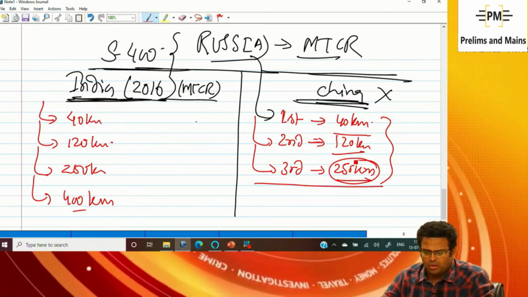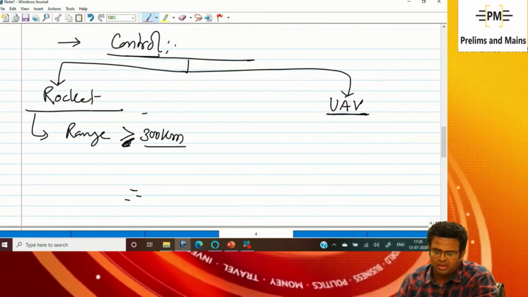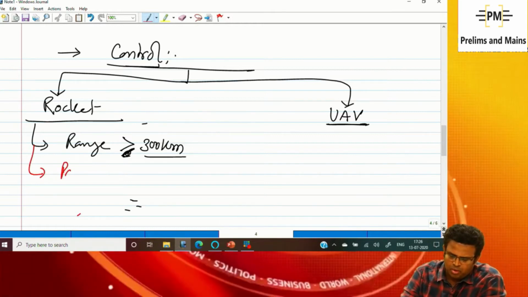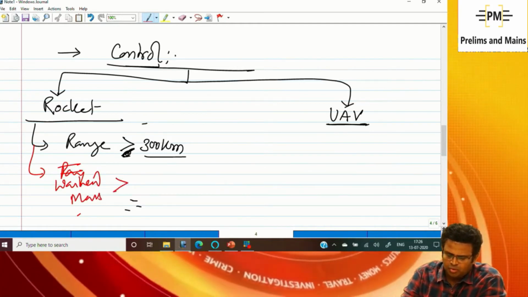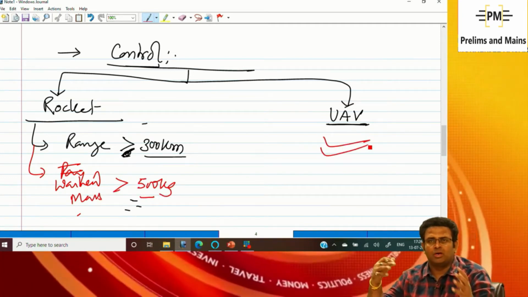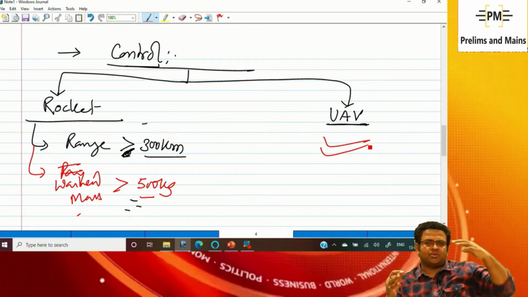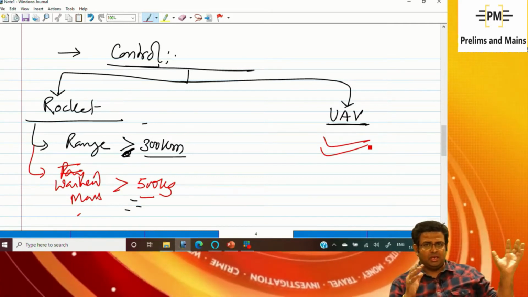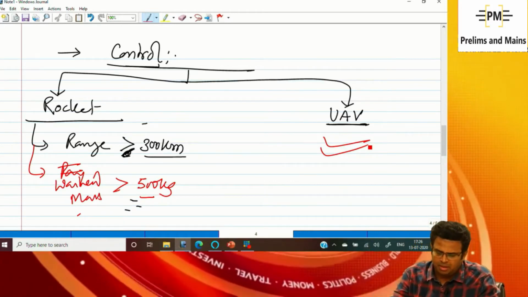Later on, slowly you will see China. The MTCR says that a missile with range of more than 300 kilometers cannot be exported, and the payload or warhead mass should not be more than 500 kg also. And it also covers UAVs, meaning drones, and this technology will not be given to other countries. This is the MTCR. They have to restrict missile development outside, so India, Russia and other countries will not give such technology to outside countries where they can develop missiles.